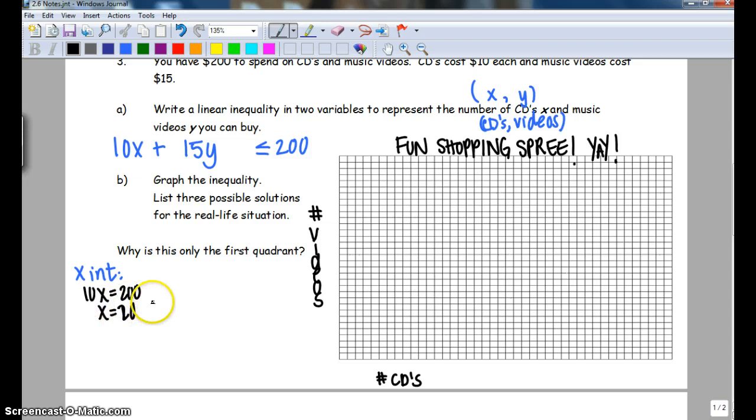So you should have an x-intercept at (20, 0). And your y-intercept is where x is 0. So we're going to have 15y equals 200. And this is going to be, I think, 13 1/3. You can check that for me.